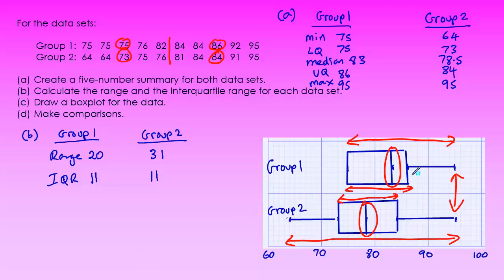But when you make comparisons, you should say something about location. In other words, something about the median or the maximum value or the minimum value or something of that nature. The median is an important one to mention. And also something about dispersion. And the range and the interquartile range are measures of dispersion.